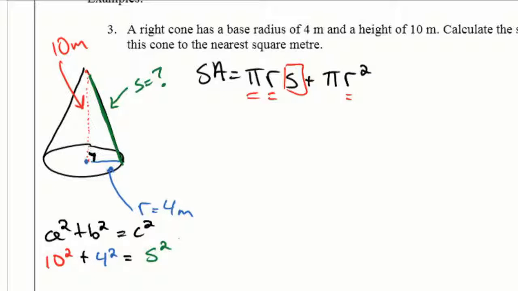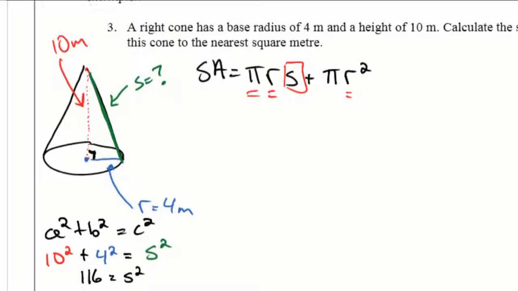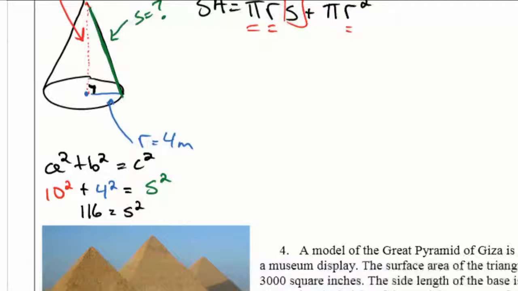All right, so 4 times 4 is 16, 10 times 10 is 100. That's going to give me 116 is s squared. And then I'm going to have to take the square root of both sides on that fella there, right over my pyramids here, to end up with just s.